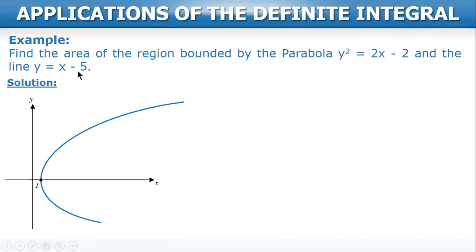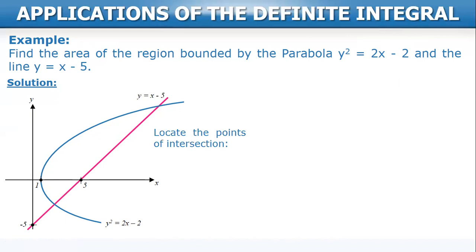For the line, y is equal to x minus 5. When x is equal to 0, y equals negative 5. Sorry, this is the equation of the parabola. Again, for this line, if x equals 0, y equals negative 5. And when y is 0, x equals positive 5. Transpose 5. And connect the 2 points, you have the line. So this is the bounded region. And this is the equation of the line, y equal to x minus 5.